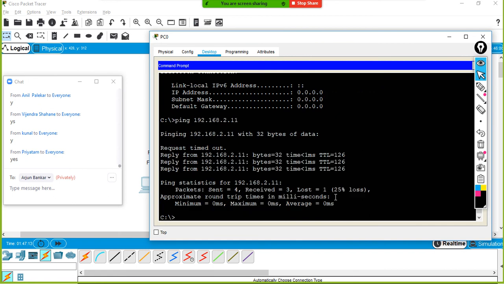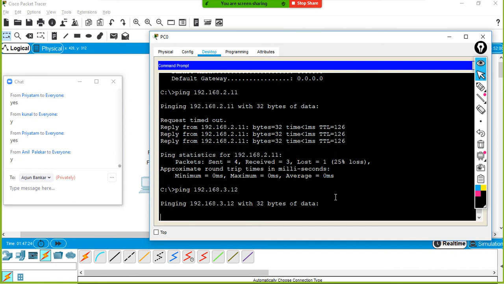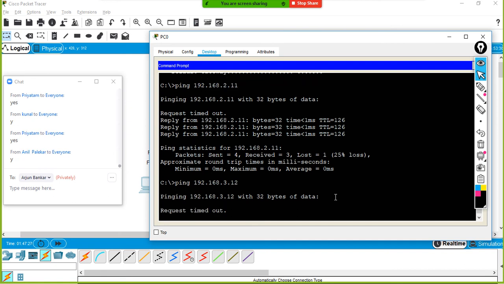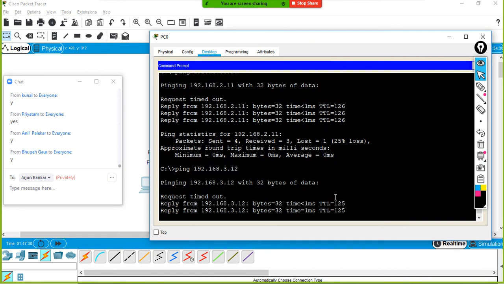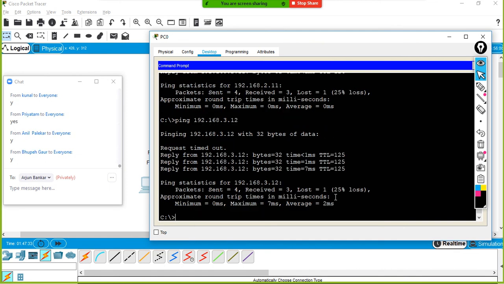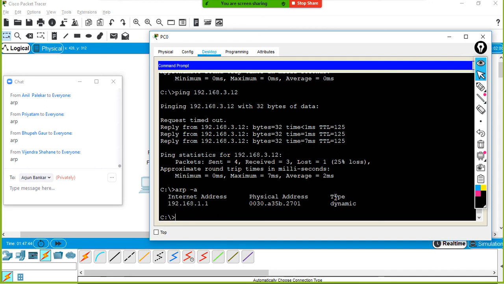See? Then after that, 3.12. Can I get the reply? 3 dot means router 3, the last one. Are you able to see that? Why is the first packet dropped? Can I know? It's ARP. Good, very good, guys. Now if you do arp -a, you can see it. Right, guys? That's your gateway.